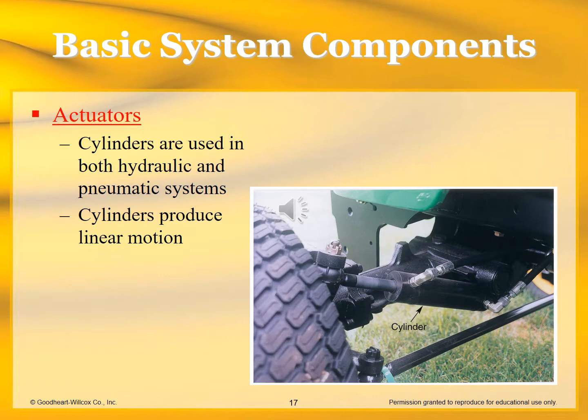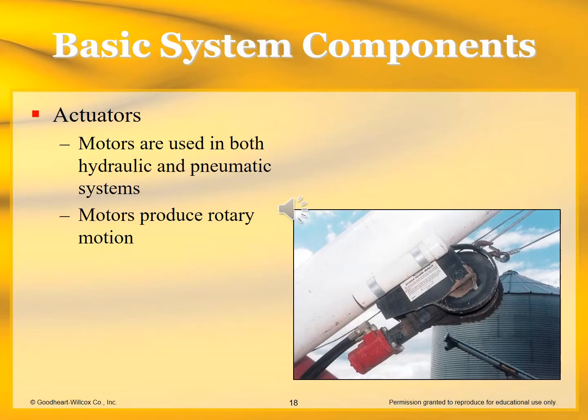Again, the actuators are the bits that turn the hydraulic energy into mechanical energy or mechanical work. If you look at the picture, we've got a hydraulic cylinder. It's actually used to turn the wheel of this tractor. Cylinders produce linear motion. Motors produce rotary motion. And here you go. You see the motor, right? This thing's just spinning on some kind of winch. They produce rotary motion.